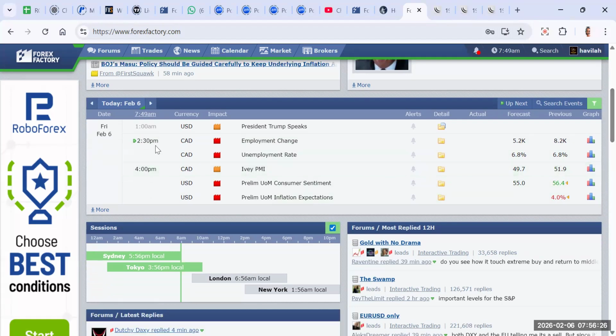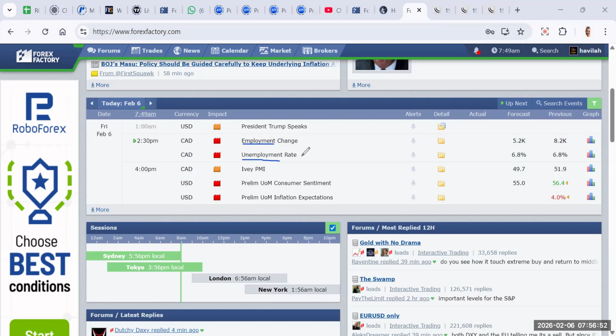By 2:30 p.m., there'll be employment change and unemployment rate from Canada. This is Canada's version of NFP. Now, NFP for the United States was supposed to hold today, but the United States already postponed that event to next week, Wednesday. That's 11th of February. So please take note of the change in date for NFP. NFP is now next Wednesday, 11th of February by 2:30 p.m.